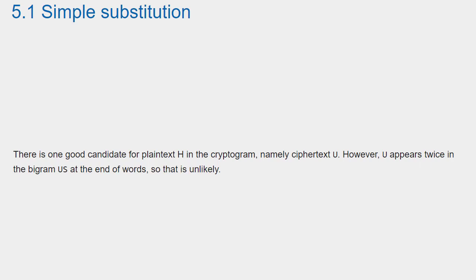There is one good candidate for plaintext H in the cryptogram, namely ciphertext U. However, U appears twice in the bigram US at the end of words, so it is unlikely. There are 2 strong candidates for N in the cryptogram, namely ciphertext E and O. Both E and O represent consonants that are always preceded by vowels and followed by consonants. However, O is the stronger choice because it has higher frequency and because it precedes 2 known consonants in the word ZLORUS. In English, 3-consonant combinations often begin with N, such as NST and NTH. It is more likely that O represents N.